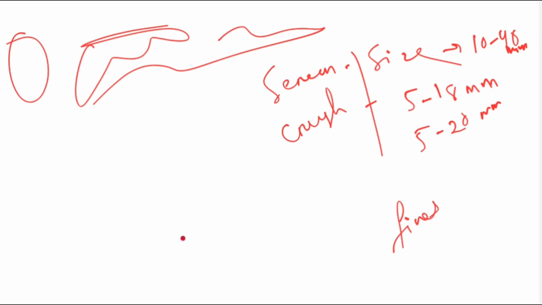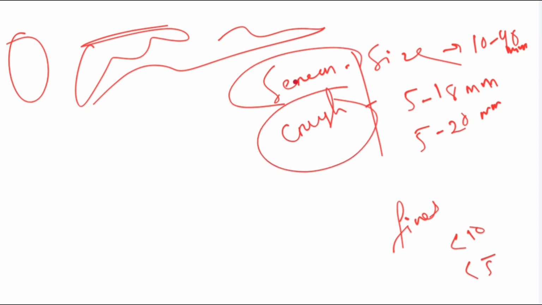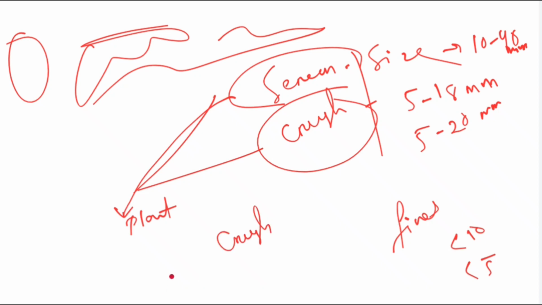Below 10, it is called fines. Below 5, it is called fines. This crushed product has higher value, screen product has lower value. Okay. Because in crushing, you are expending your fuel and other things. Screening also expends energy, but crushed product has more value. So these things are fed into the plant. Okay, these plants, if they are taking screen product, they crush their product also.